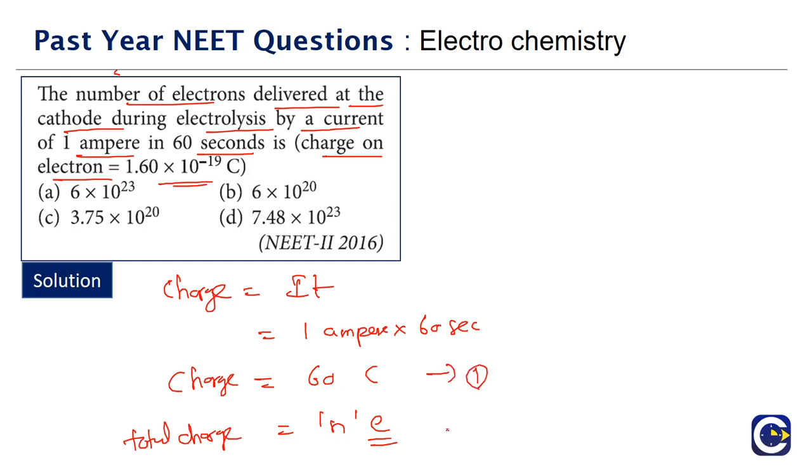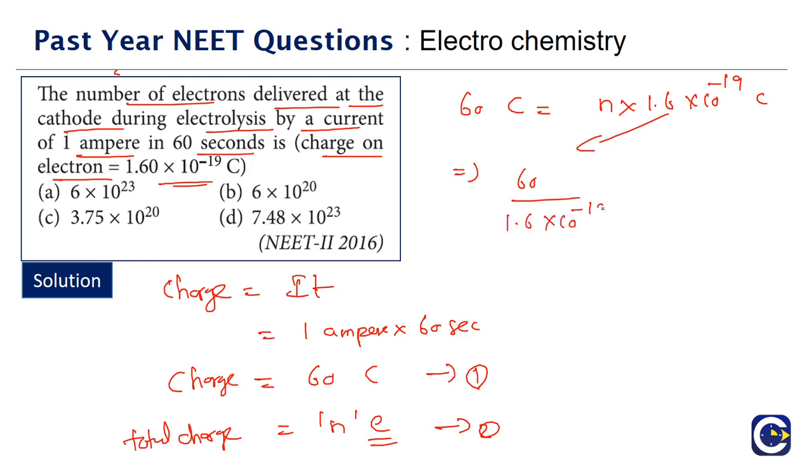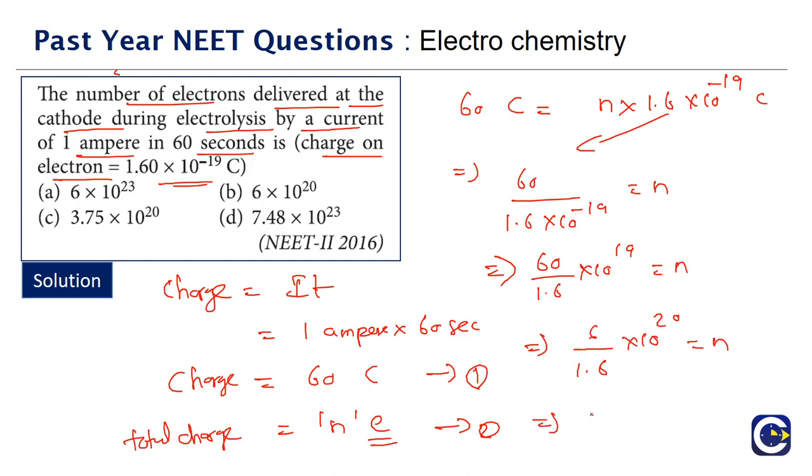So we just have to equate both of them. Equation 1, equation 2, both of them are same, right? So 60 coulombs is equal to n into basic charge value. What is basic charge value? 1.6 into 10 power minus 19 coulombs. From here if you bring it to the LHS, 60 by 1.6 into 10 power minus 19 is equal to n. 60 by 1.6 into 10 power 19 is equal to n. This means we can write as 6 by 1.6 into 10 power 20 is equal to n. 6 by 1.6 will be 3.75.